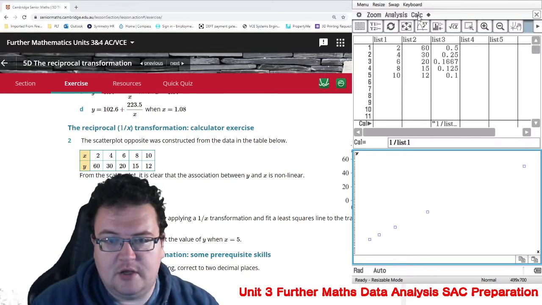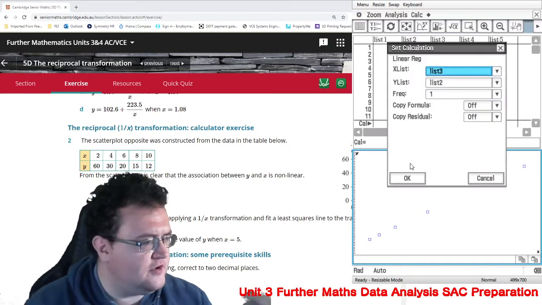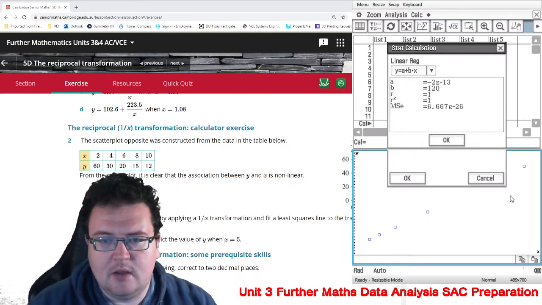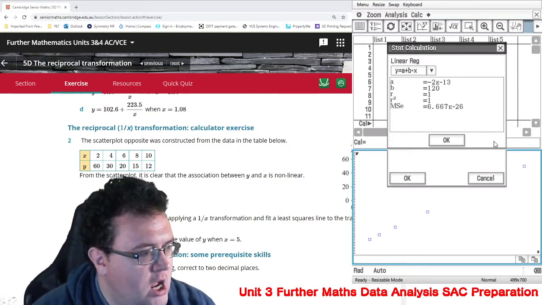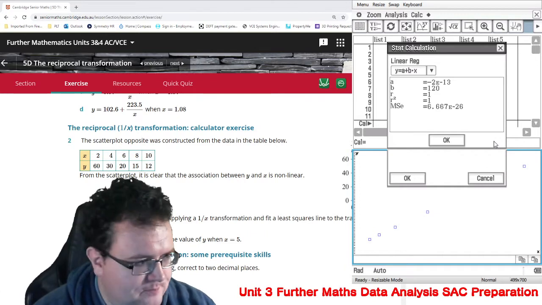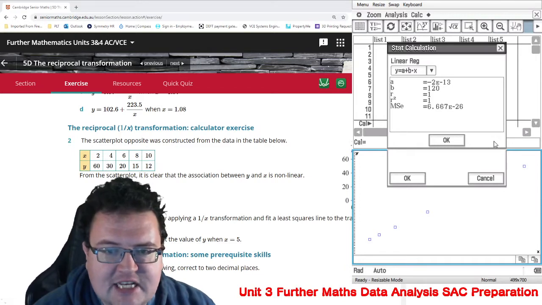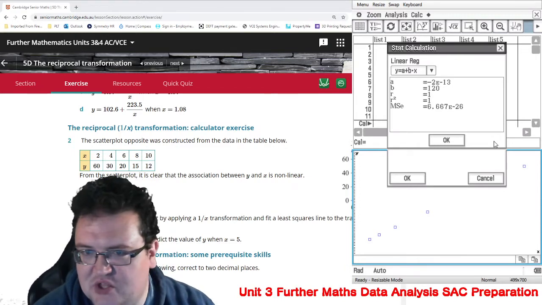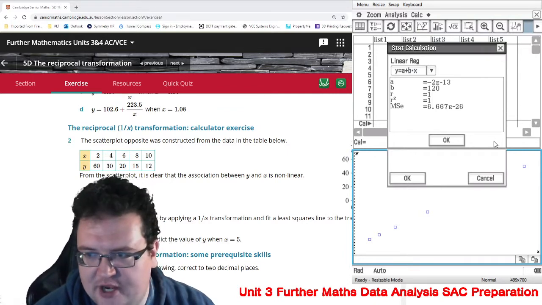So under calc, regression, linear regression, again, X list needs to be your list 3, or whatever you named it. That's up to you. And you're going to get this. Negative 2e to the minus 13. Negative 2e to the minus 13.